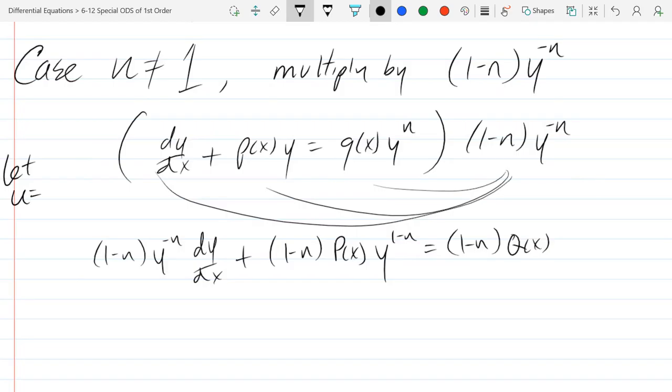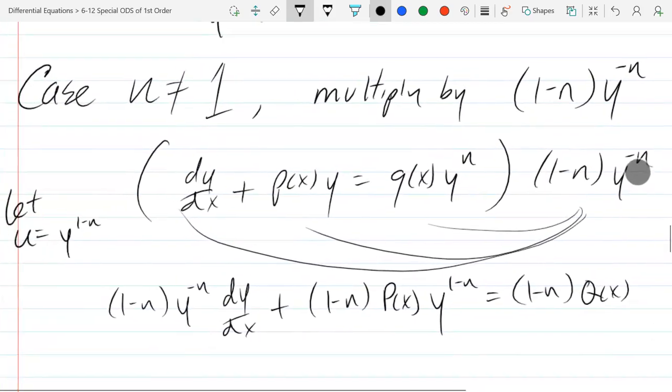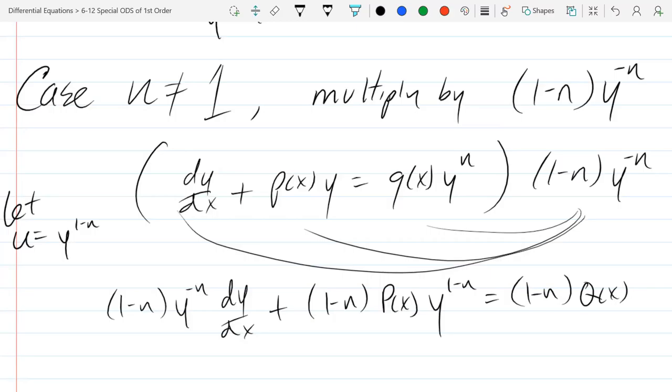And we're going to let u equal y to the 1 minus n. Now, are there any algebra questions before we start doing some calculus?